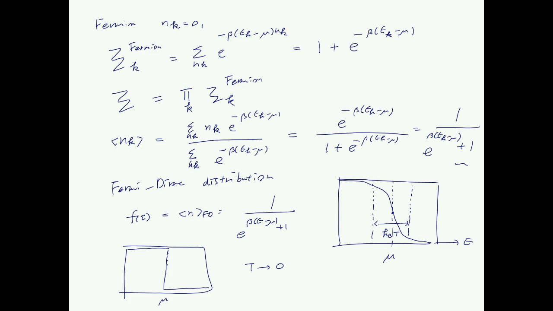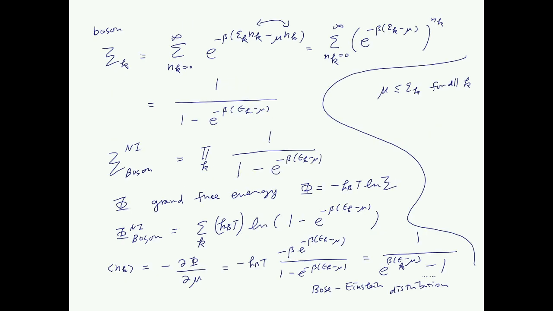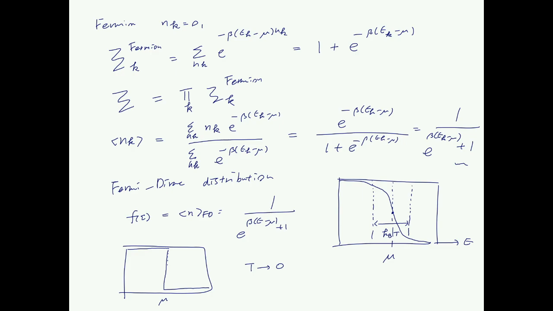In classical mechanics, we talk about the Maxwell distribution. How do I get that here? If we forget about the +1 or −1, then we get exponential of −β(ε_k − μ), which is the one we get in classical mechanics. So in classical, we have this.